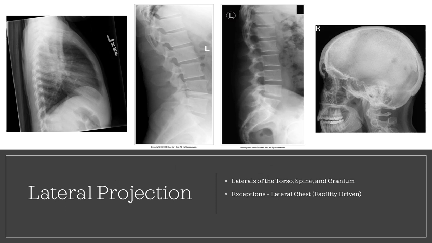Lateral projections, laterals of the torso, spine, cranium, and chest: display the way it was taken. For example, if the left side of the chest was closest to the IR, then display it that way. The exception to the rule is that some facilities have you hang it backwards for chest only. Markers, right or left, are correct if placed on the IR face up.